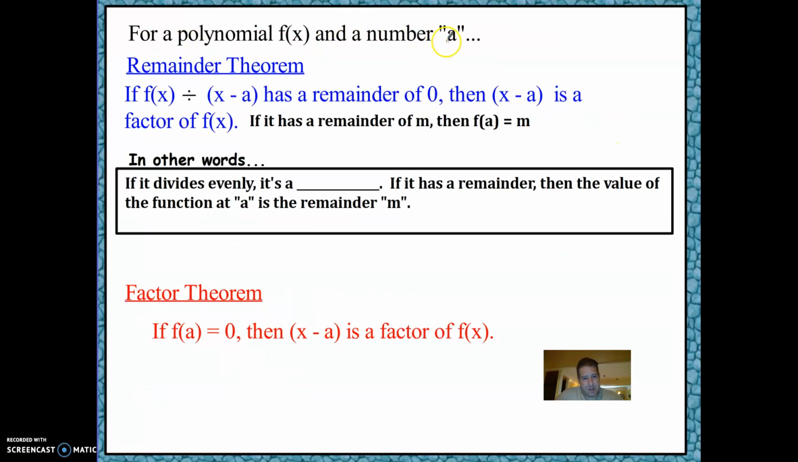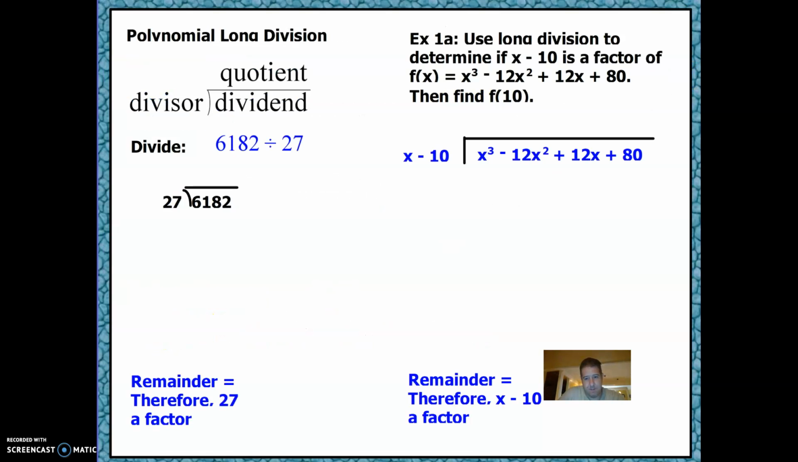For a polynomial f of x and a number a, basically what remainder theorem says is if you get a remainder of 0, then it is a factor of that number. If it divides evenly, it is a factor. And if it has a remainder, then the remainder is the answer in that case. So whatever it ends up with, that is the idea of your remainder theorem. Whatever your answer is, is the answer.